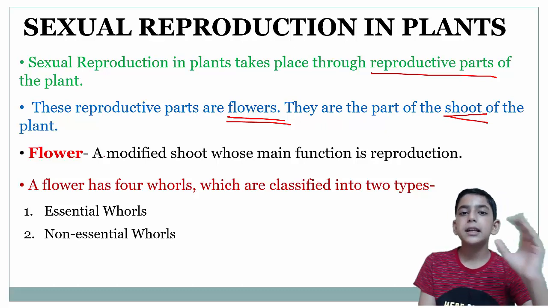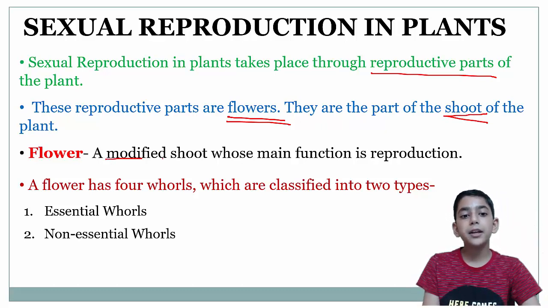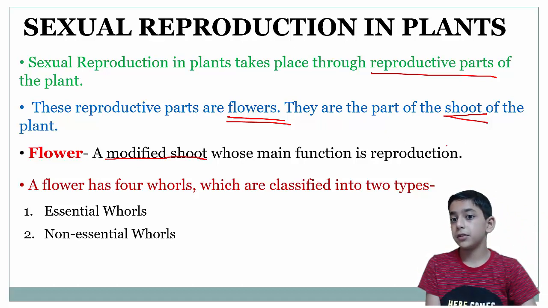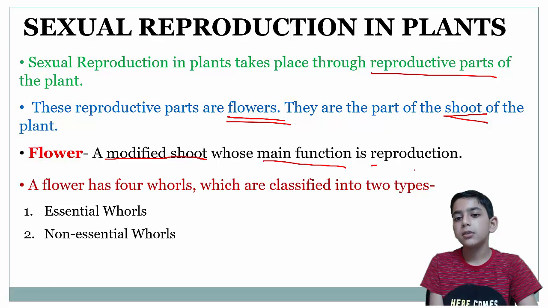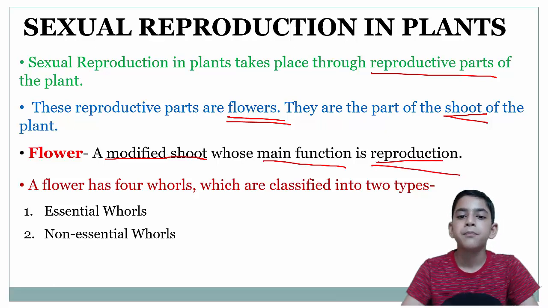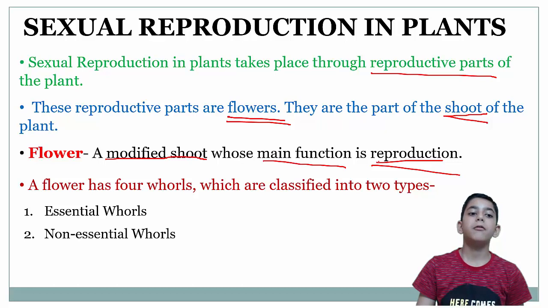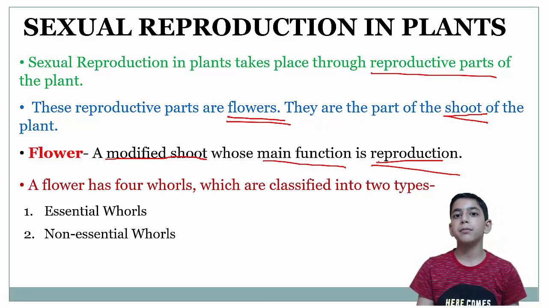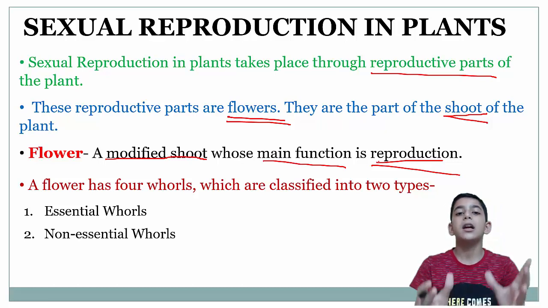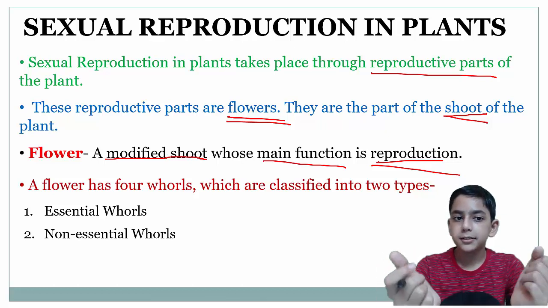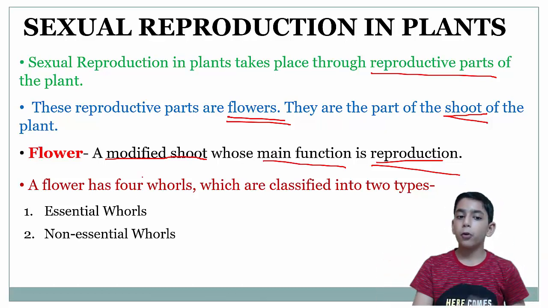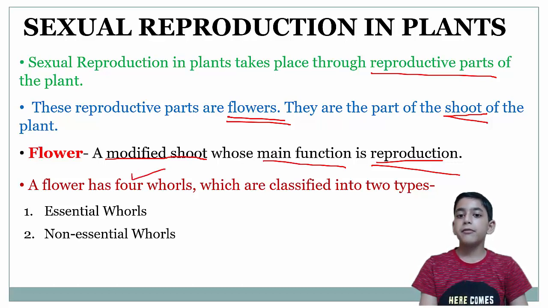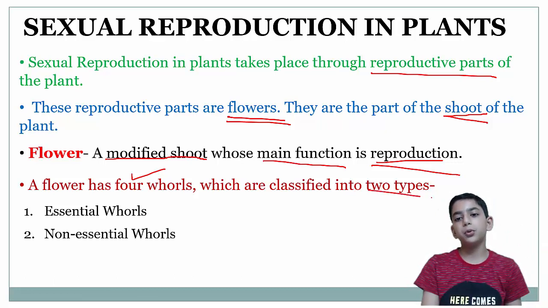Now, if we see the definition, it is a modified shoot whose main function is reproduction. So, the main function of a flower is to reproduce so that it can produce seeds that can grow into new plants. Now, a flower has four whorls. Four whorls mean four parts, we can say. And those four parts are classified into two types.